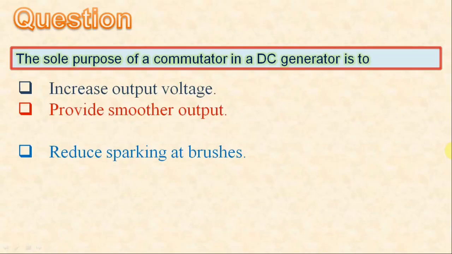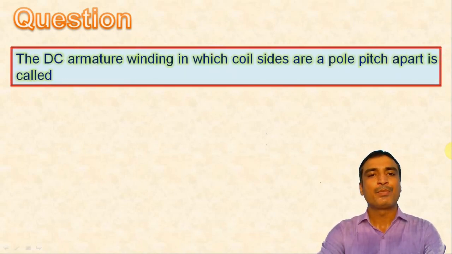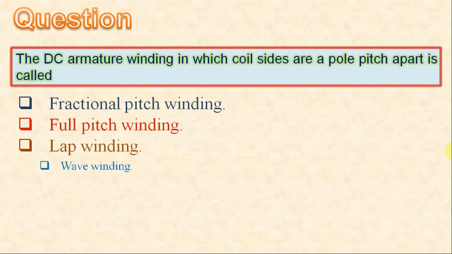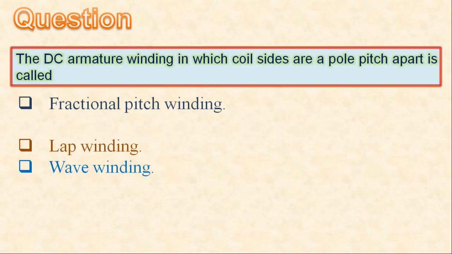Next question is, the DC armature winding in which coil sides are a pole pitch apart is called. The options are fractional pitch winding, full pitch winding, lap winding, wave winding. Now look at the illustration of full pitched and fractional pitched coils. If the pole pitch and coil pitch are equal, the coil is called full pitched. Otherwise, it is called a fractional pitched coil. In the given question, the coil sides are a pole pitch apart. This means the DC armature winding is a full pitched winding. Hence, the second option is the correct answer.